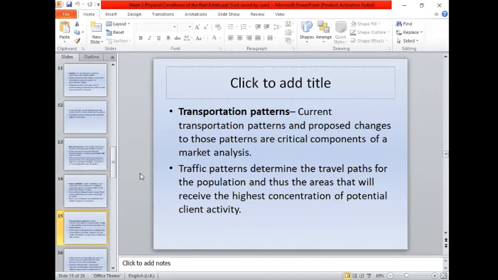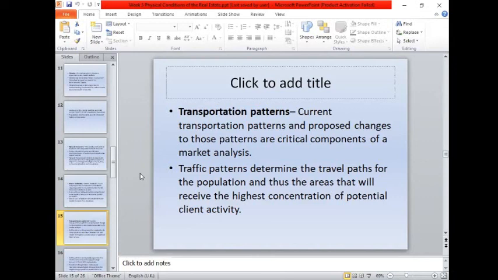And then transportation patterns is also a physical condition, as I said earlier, accessibility. Because current transportation patterns and proposed changes to those patterns are critical components of market analysis. When we set the value on the properties, traffic patterns also determine the travel paths of the population in the areas which receive the highest concentration of potential client activity.